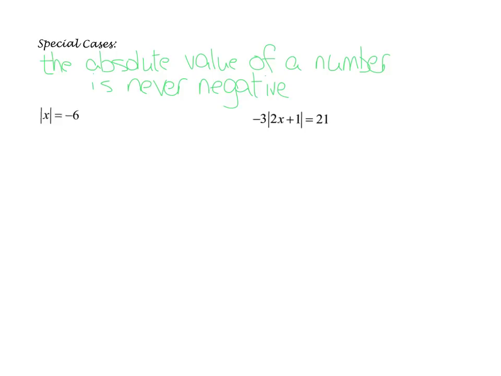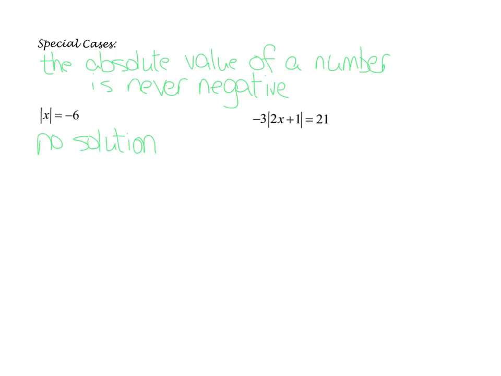So this first question says the absolute value of x equals negative 6. Is there a number whose distance from 0 is negative 6? No. The distance of 6 from 0 is 6 spaces. The distance of negative 6 is 6 spaces, right? So there's nothing that satisfies this. So we say no solution, no can do, okay?